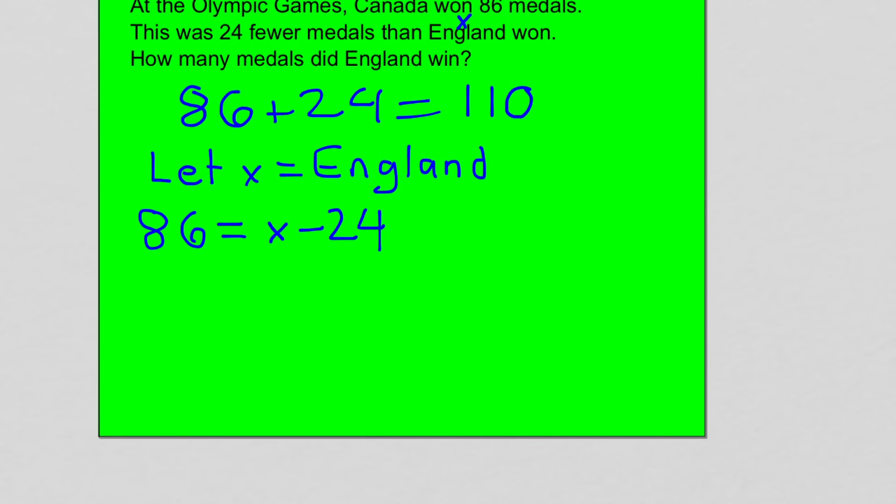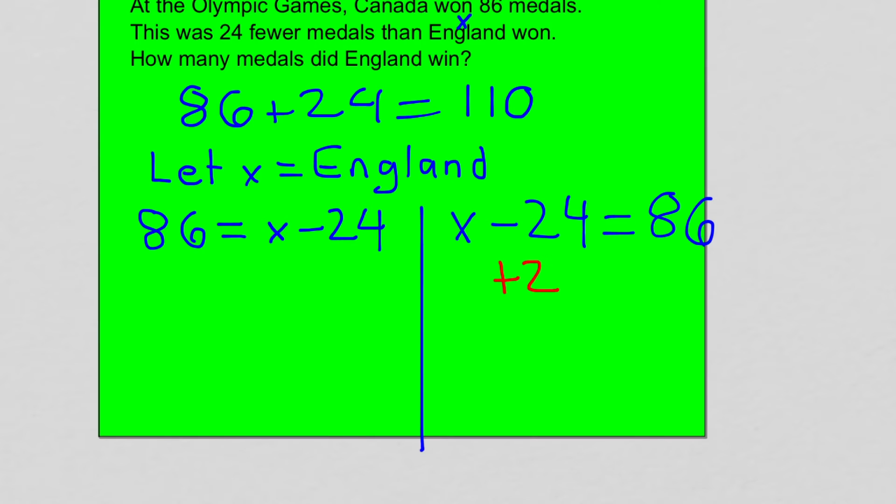But we would more typically write that the other way around. We would say X minus 24 equals 86. Now, as we talked about in the last question, we want to figure out the value of X. To do that, we want to make this minus 24 go away, so we'll do the opposite of that, which is plus 24. And we're quite allowed to do that when we have an equal sign, just as long as we do the same thing to both sides of the equal sign.